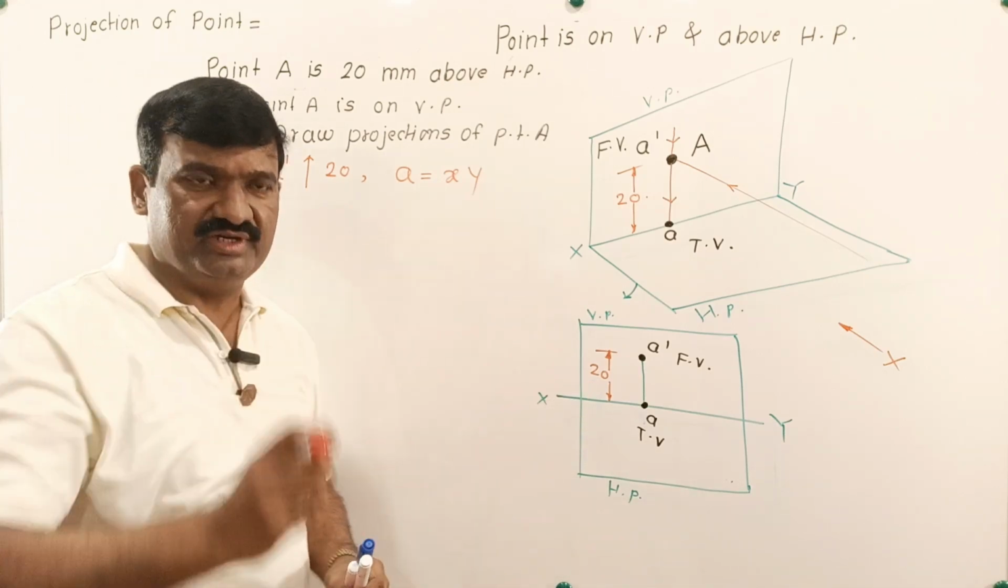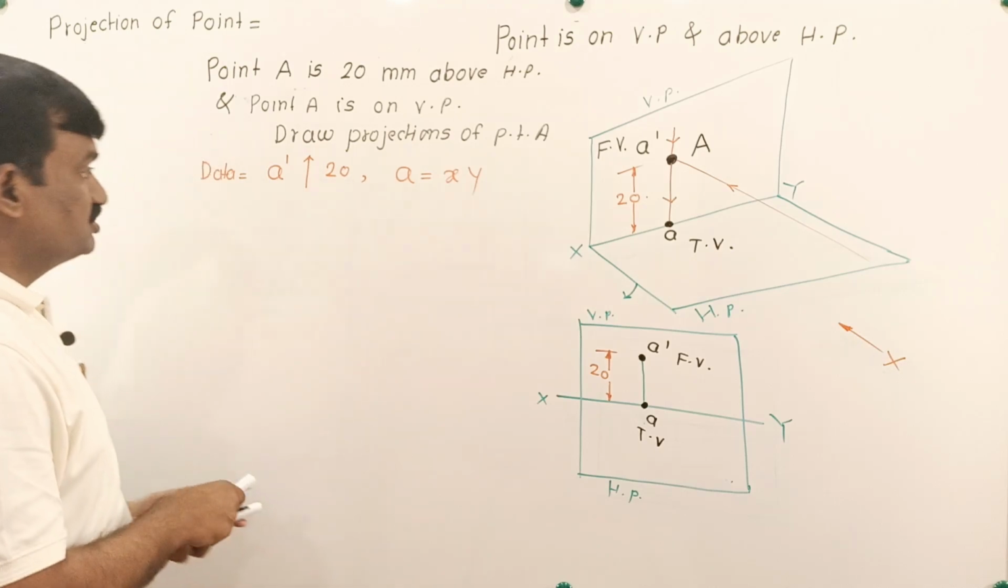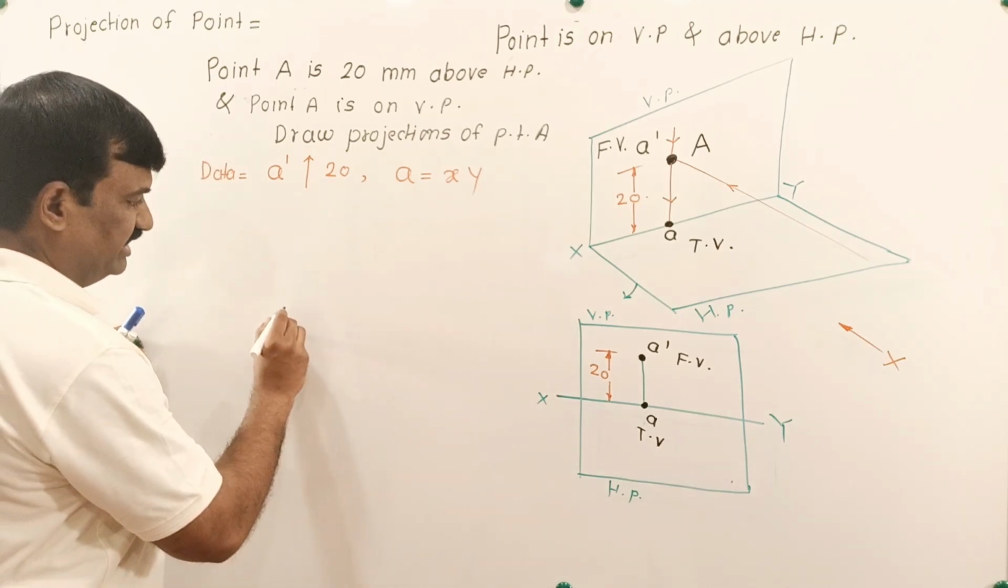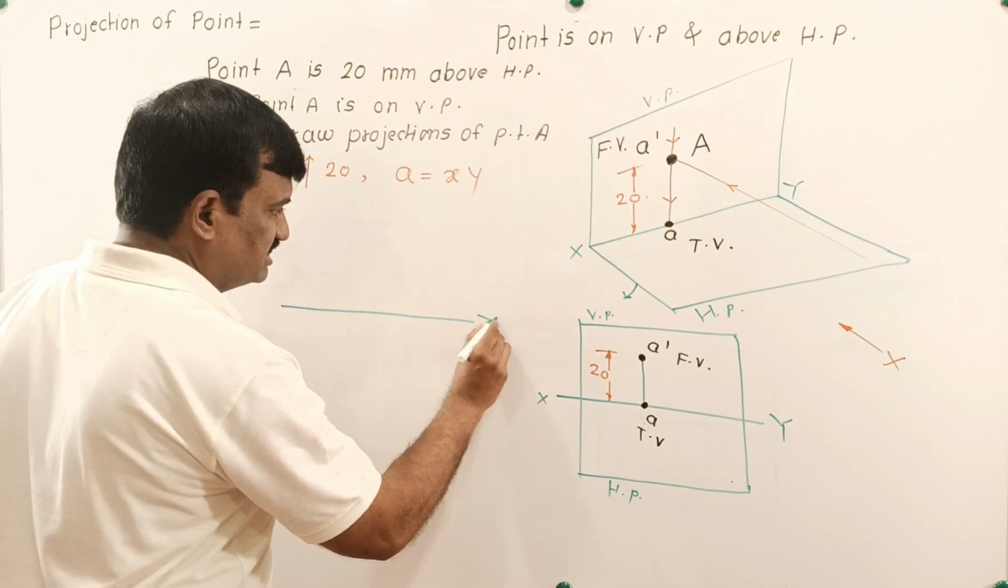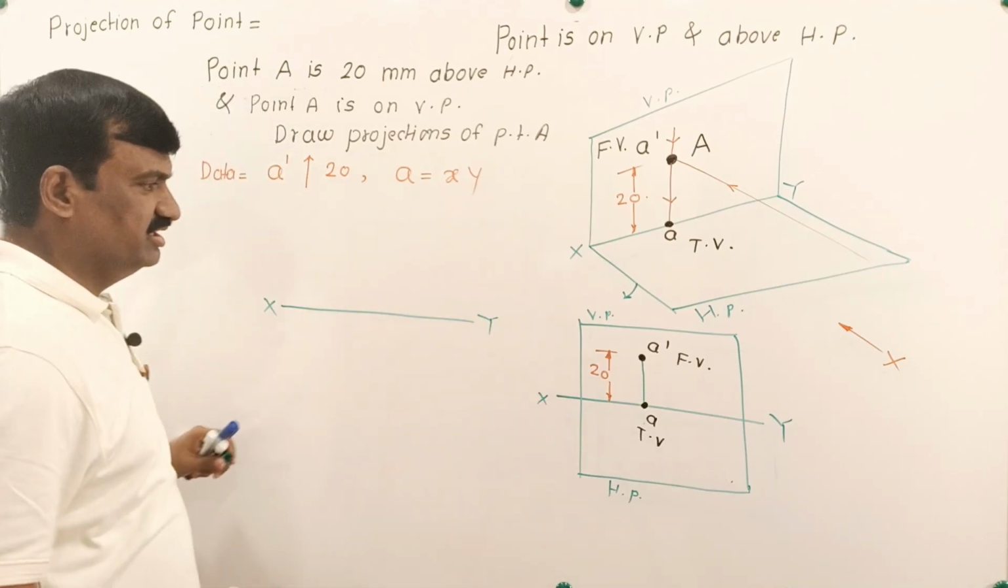There are a few key points or concepts by which you can solve any problem of point or line. Then which was concept number 1 that I told you?